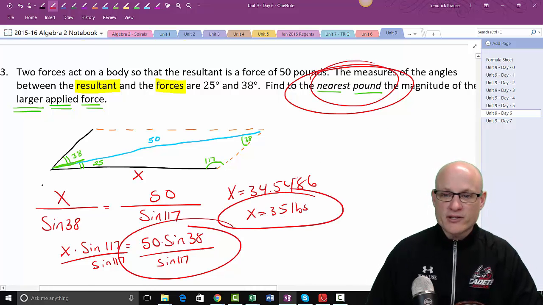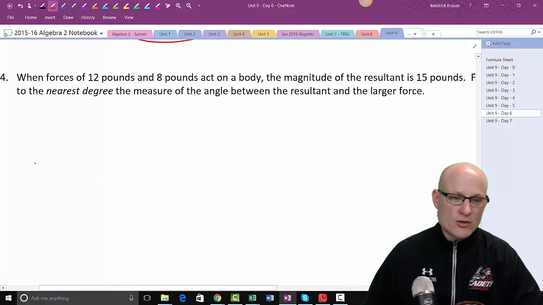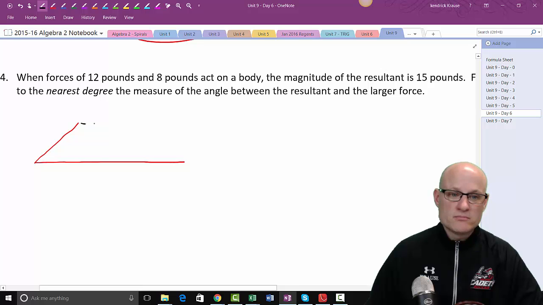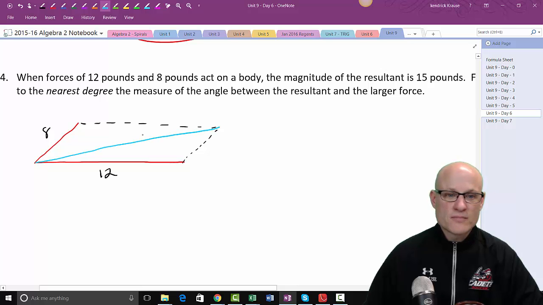All right, kids, two left. When forces of 12 and 8 pounds act on a body, as soon as I hear that, I think one long one, one little one. Grab my next pen and finish that. I've got 8 pounds and 12 pounds, and they actually told us the resultant is 15. Now let's see what else I know. I know this is 8 and I know this is 12.